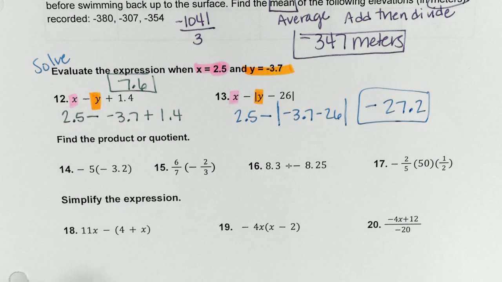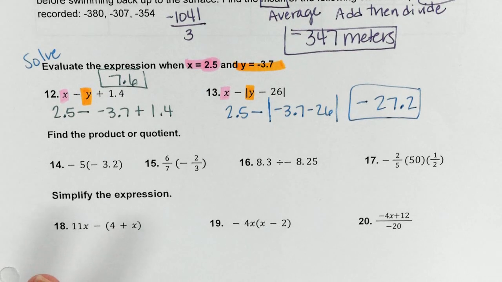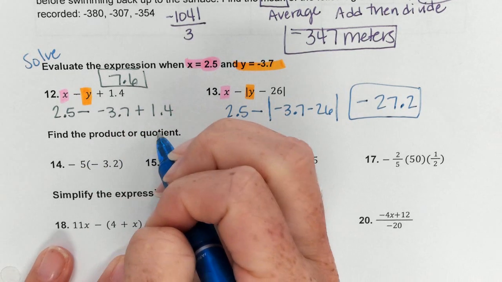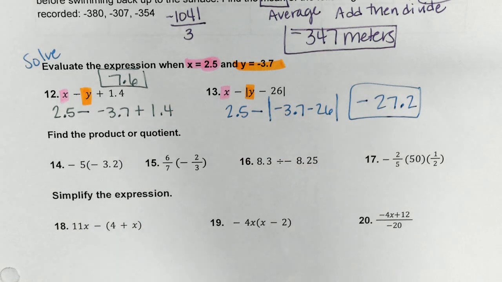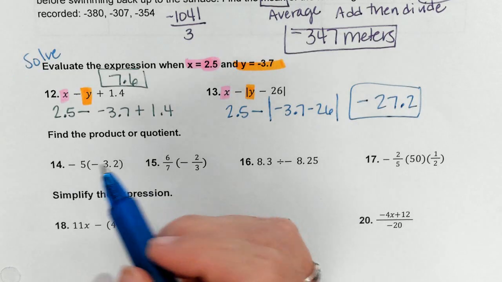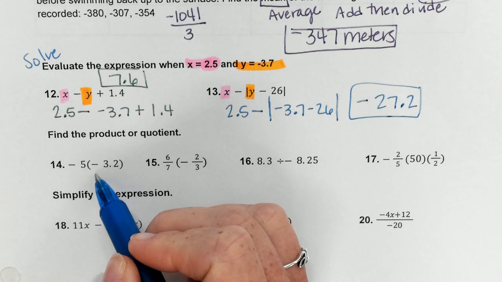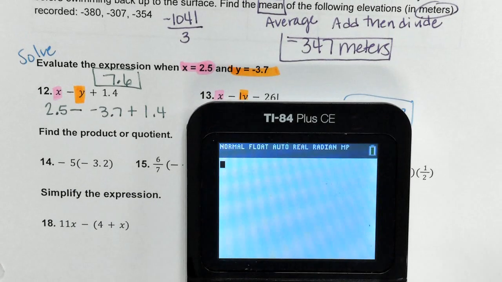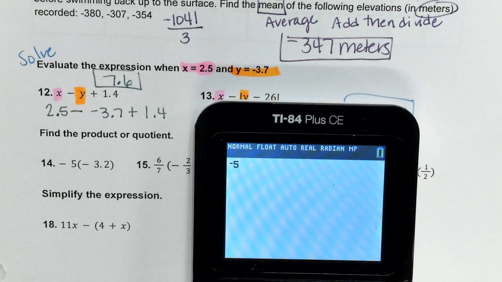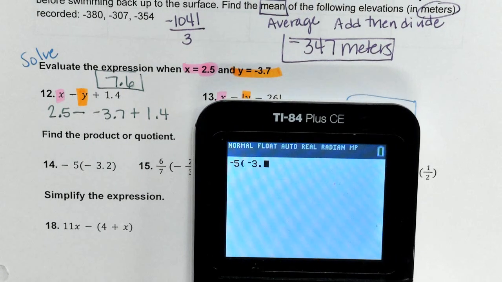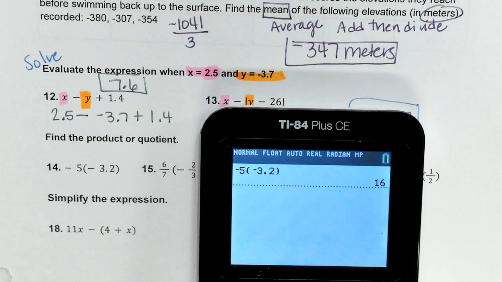All right, the next part, we're literally just punching in our calculators. You are going to have to know the difference between a negative and a subtraction sign. This says find the product or quotient, so they're all being multiplied, so these are not subtraction signs. This is negative 5 times negative 3.2. Well, I know a negative times a negative is a positive, and the answer is positive 16.